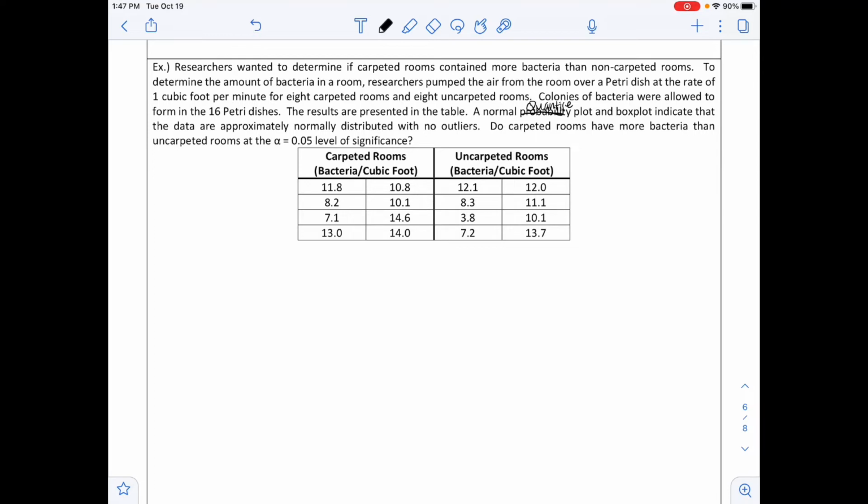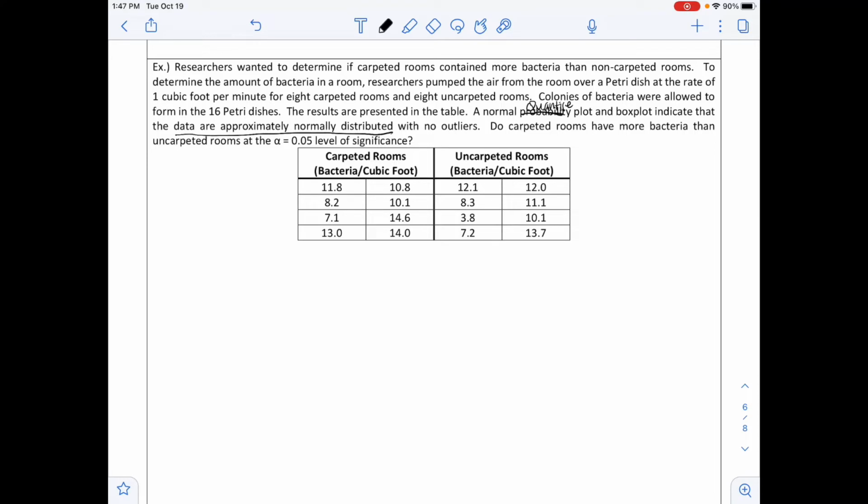And the reason, really quick, why we needed it to say that the data is from a population that's approximately normal is because our sample for each of these is really small. It is only 8 for carpeted and 8 for uncarpeted. And so we would have to check to make sure that it is coming from a population that's normally distributed.